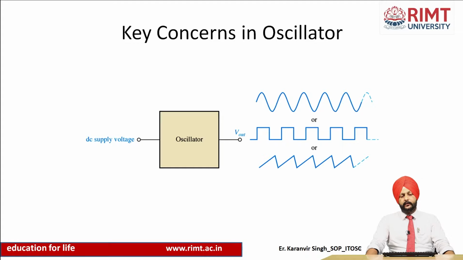There are some basic concepts about the oscillator. In the diagram, a DC supply voltage is provided at the input of the oscillator, and it produces an output voltage. We can see that it produces different kinds of wave shapes at its output, like sine wave, square wave and triangular wave.